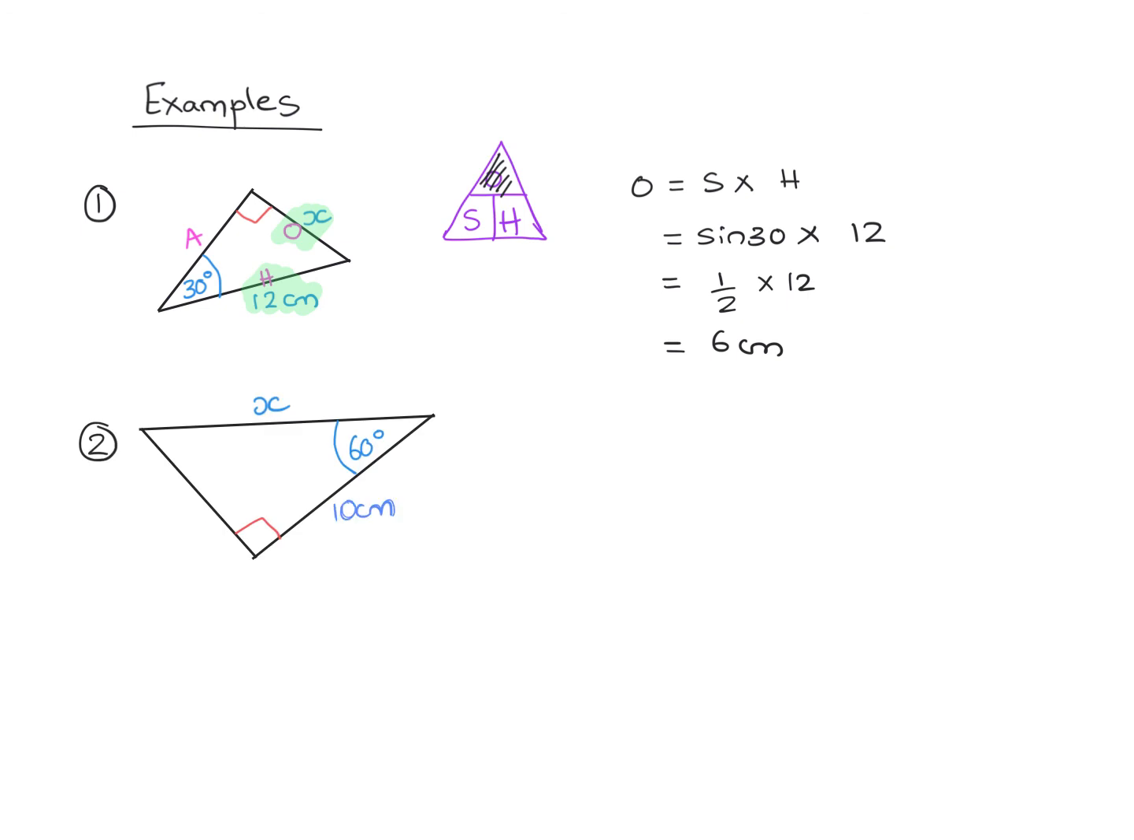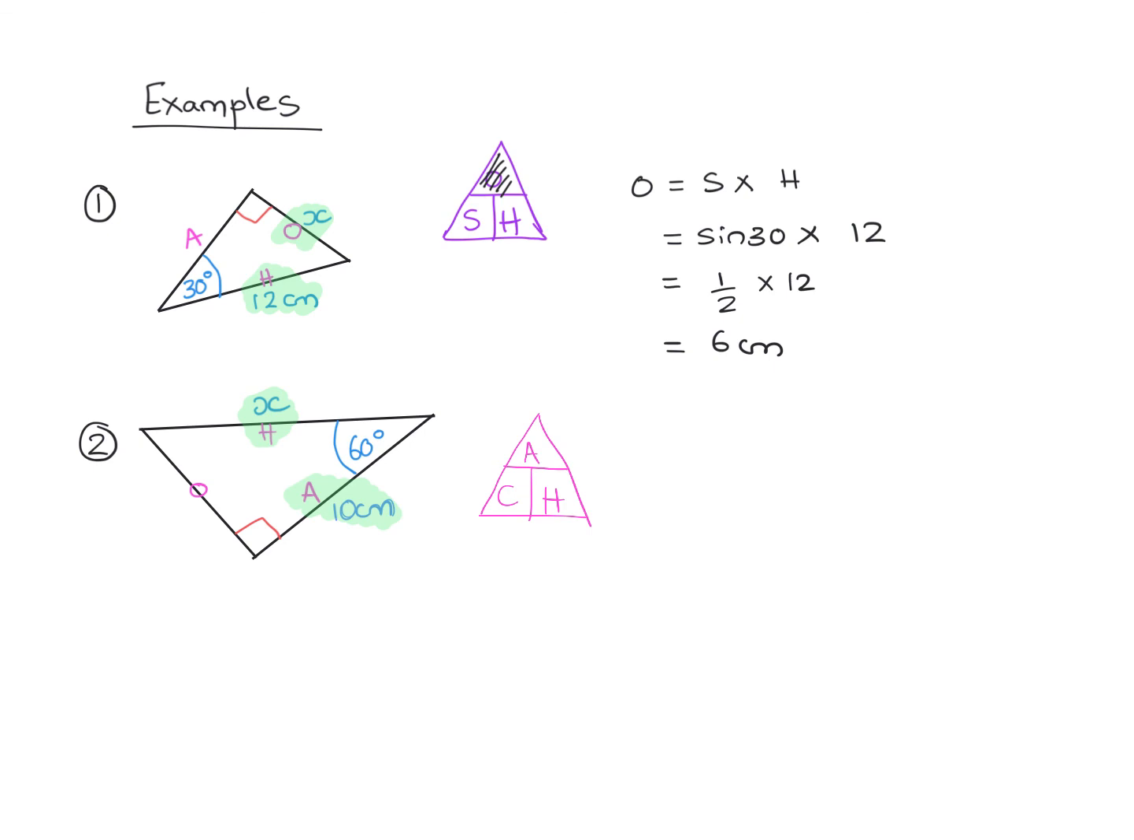Let's now look at example number 2. I'm going to start by labelling the sides. So the hypotenuse is x, the opposite is here, the adjacent is here. So let's highlight the sides that we're interested in. We're interested in calculating h, and we've been given a. So this is clearly a problem that involves h and a, so it involves the cosine, or CAH.